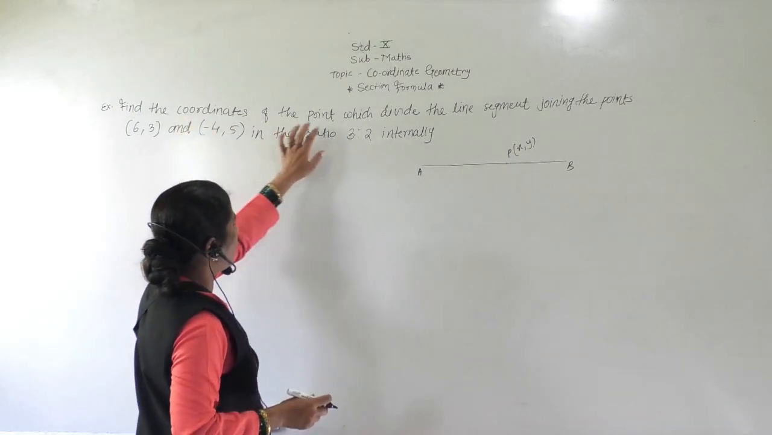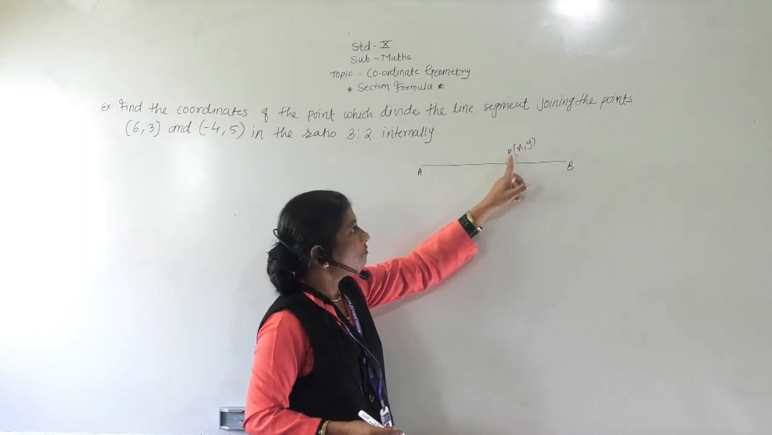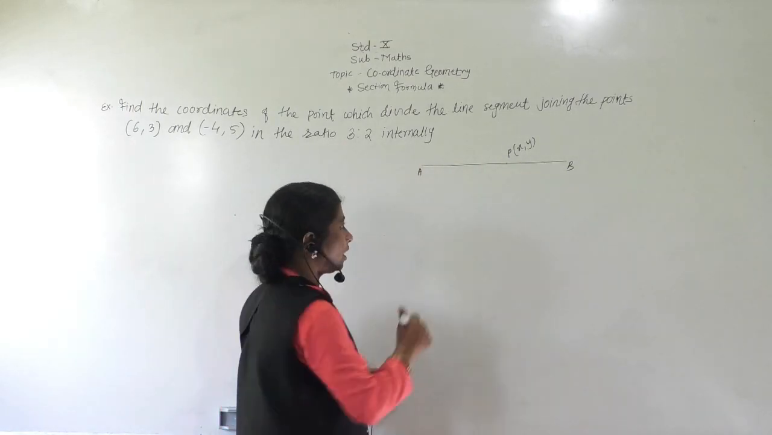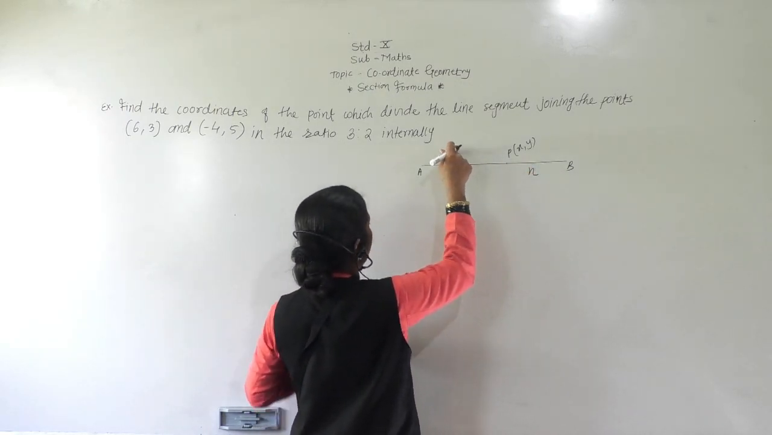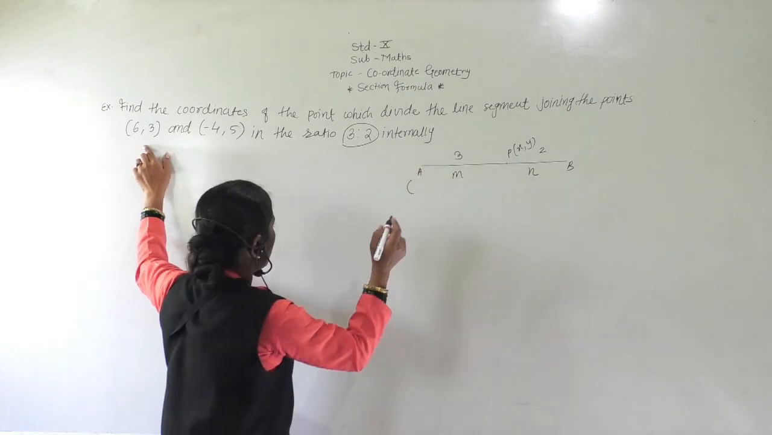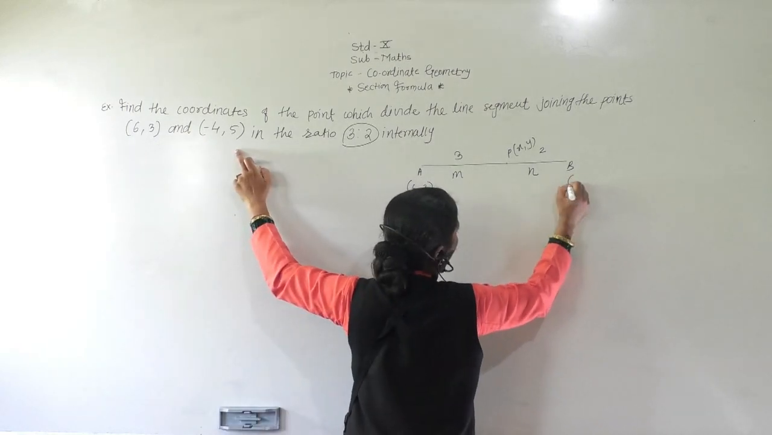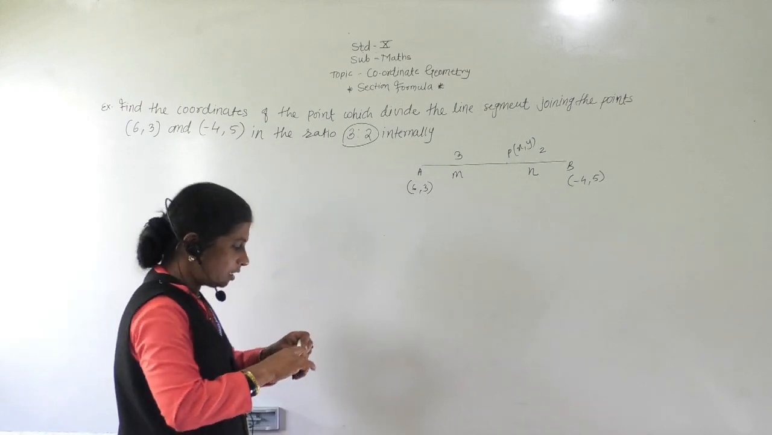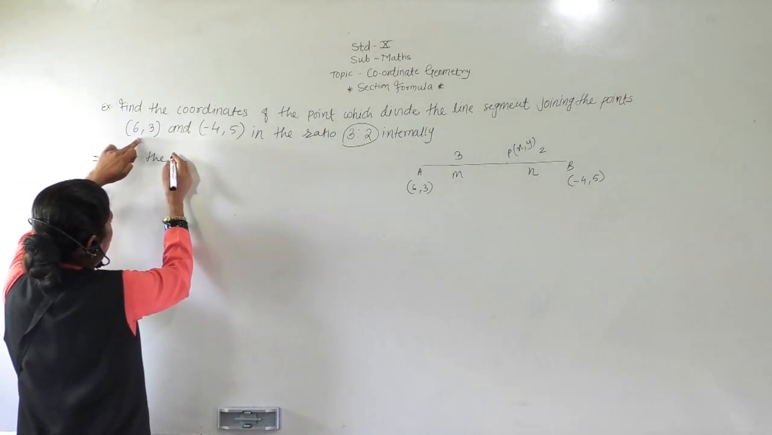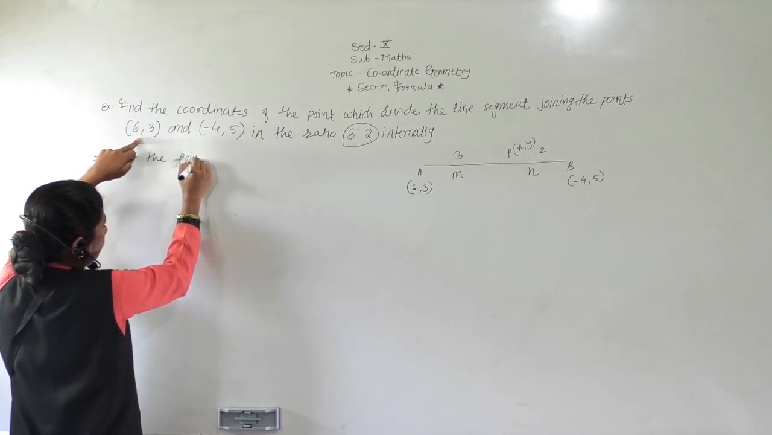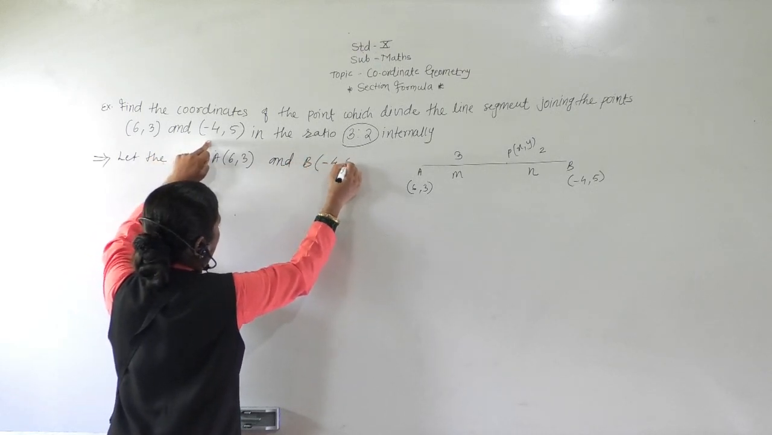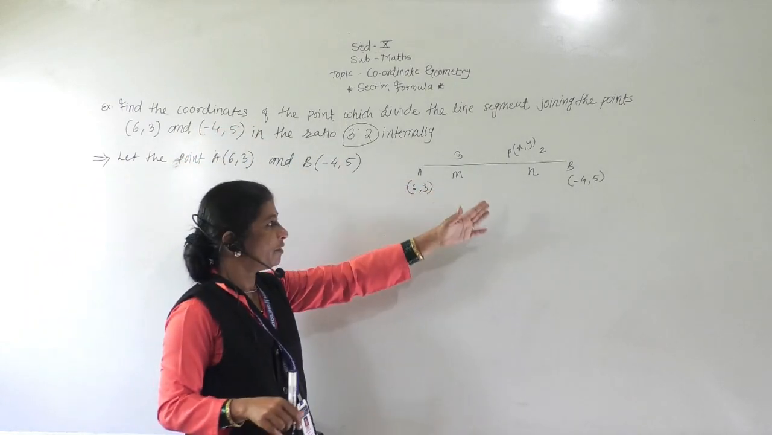So we have to find the coordinates of the point which divides the line segment joining these two points internally in the ratio 3:2, right? Internally in the ratio means this m is to n. So what is m is to n here? Given 3:2. So the ratio is given as 3:2, right? Which are the coordinates of the point A? (6, 3) and B is (-4, 5). Correct. Now see here, let the points A (6, 3) and B (-4, 5), right? And the point which divides the line segment, we will take this point P.